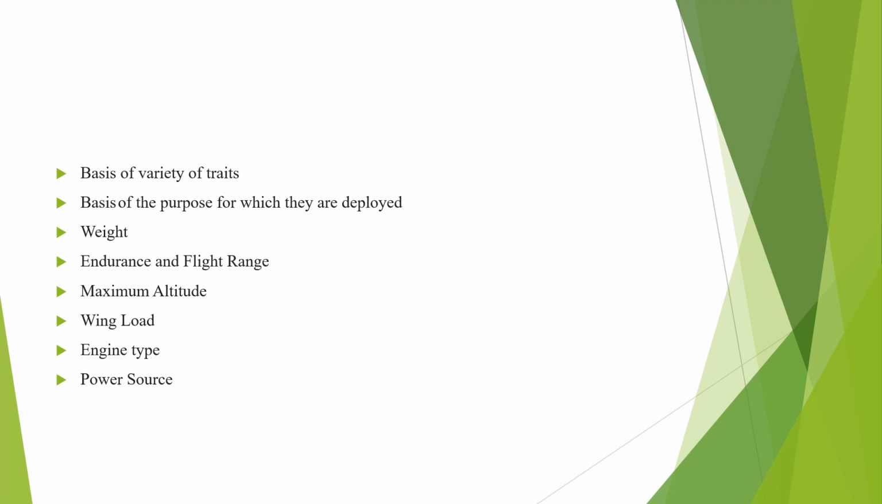And when we come to the basis of purpose of deployment, they can be classified as target and decoy types, that is, used for military and research purposes. Apart from this, we have other parameters like weight, endurance and flight range, maximum altitude, wing load, engine type and power source. So these are the parameters on which drones are classified.